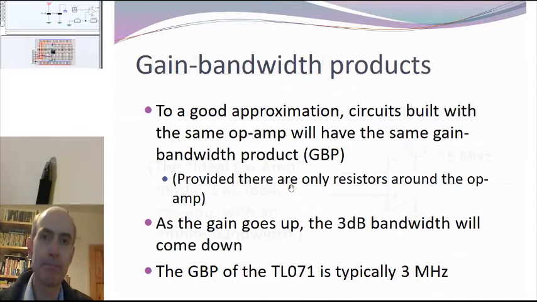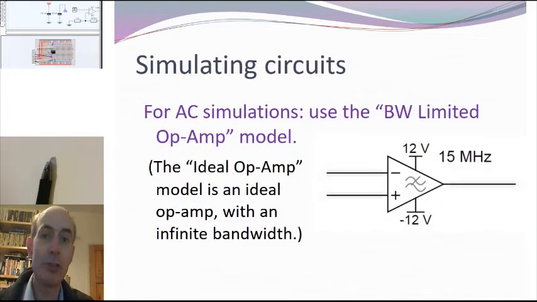the summing amplifier. There are some presets built into the simulator, but a reminder, if you are going to build your own circuits from scratch, remember to use the bandwidth limited op-amp model, which has these twiddly lines in the middle of it and a gain bandwidth product, in this case 15 MHz, written next to it. The ideal op-amp model in the simulator has an infinite gain bandwidth product, which isn't going to be very helpful when trying to predict a 3 dB bandwidth.